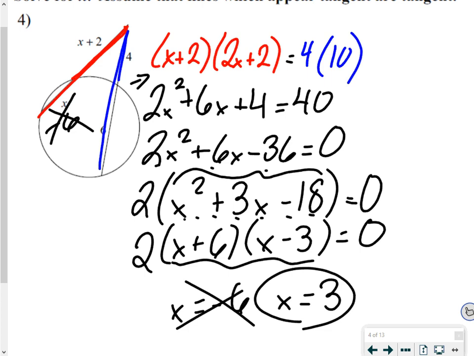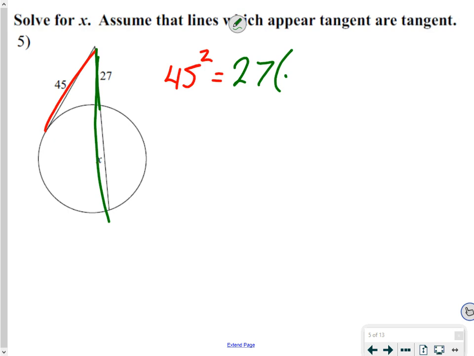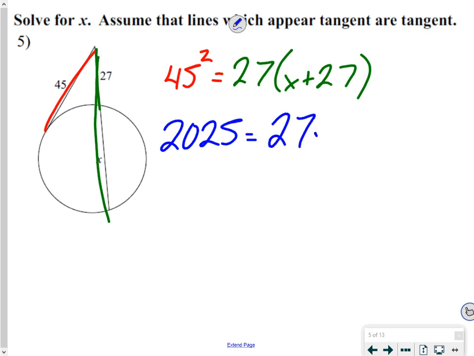All right, let's check out 5. All right, now we have a tangent-secant relationship. So tangent squared equals exterior times the whole thing. All right, so now we're going to multiply 45 squared. It's 2025. Now distribute 27. We get 27x plus 729.